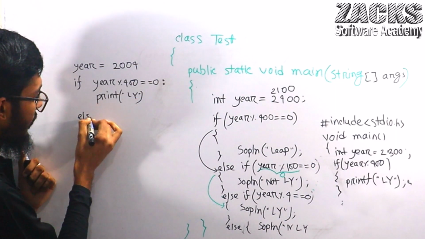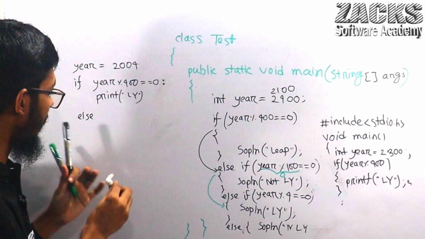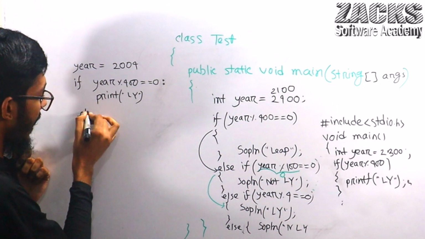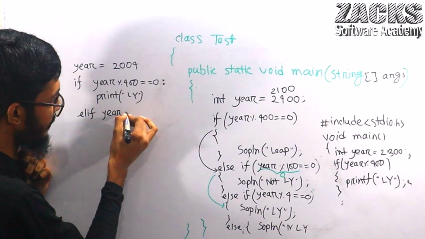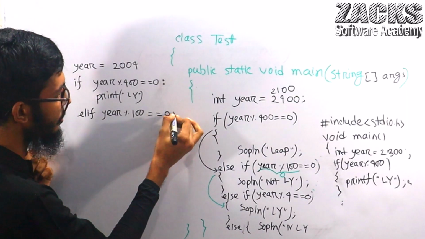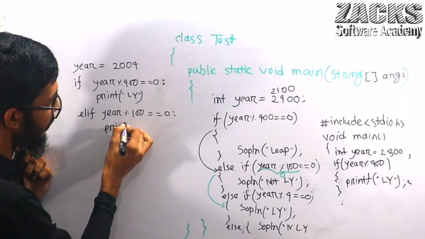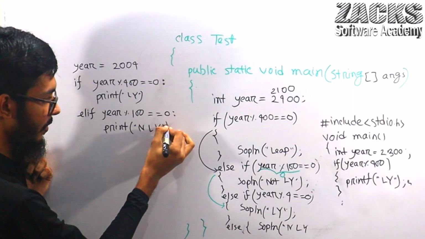Else if. Instead of else if we are writing what? Elif now. El means else, if means if. Okay, what is the year? If year is divisible by 100, if this condition is true, then print what? Print this is not leap year. N for not, L for leap, Y for year.